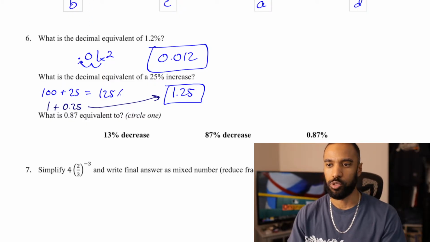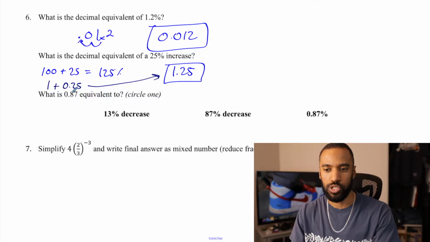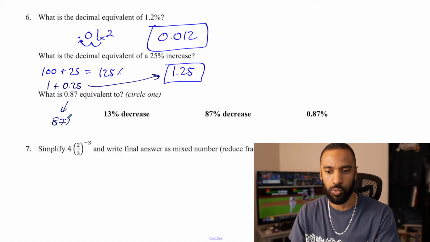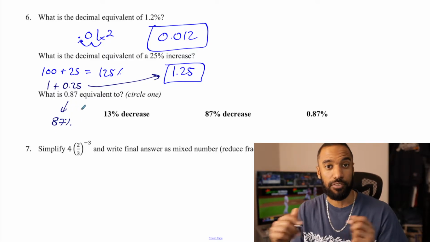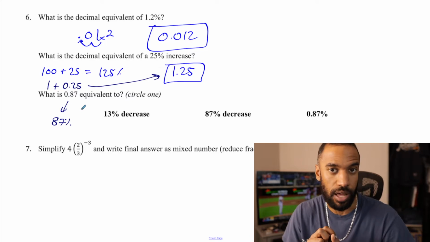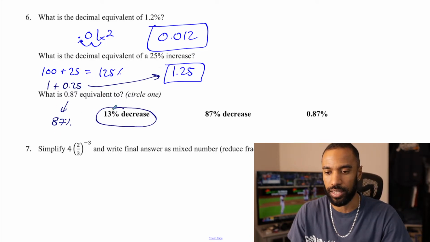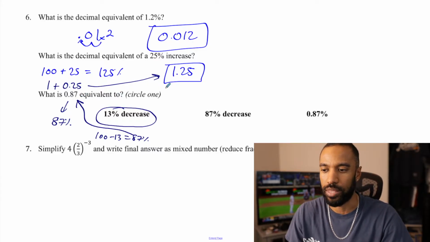Third one, kind of multiple choice here. What is 0.87 equivalent to? Notice there's no percentage symbol on it. So 0.87 means 87%. We just saw something like this from the Spider-Man No Way Home example. 72% was a 28% loss. 87% means a 13% decrease, like that. You take 13% off 100% and you get 87%. And here's the decimal equivalent to that, right?